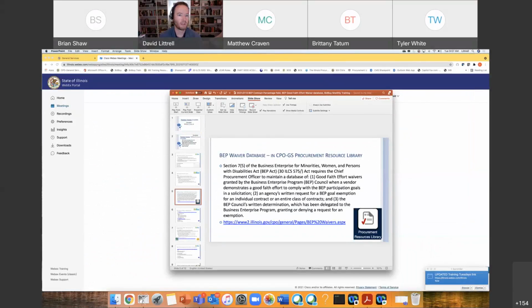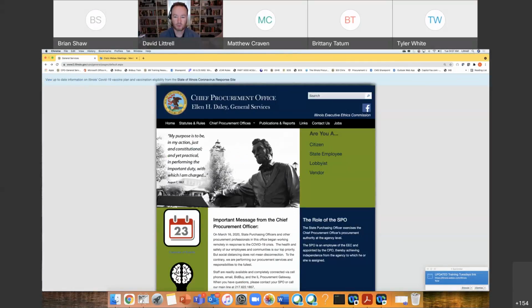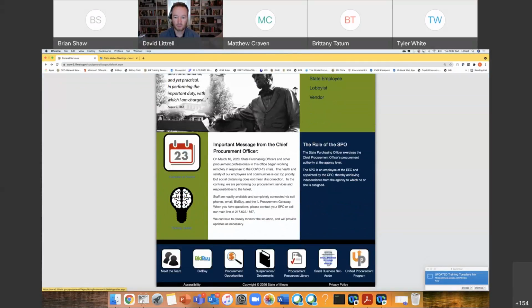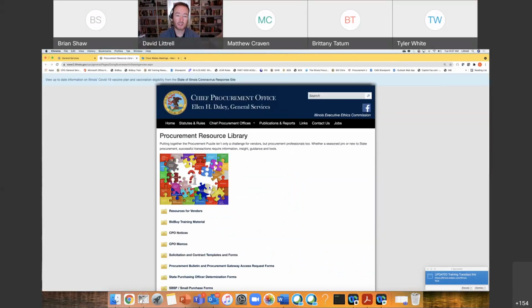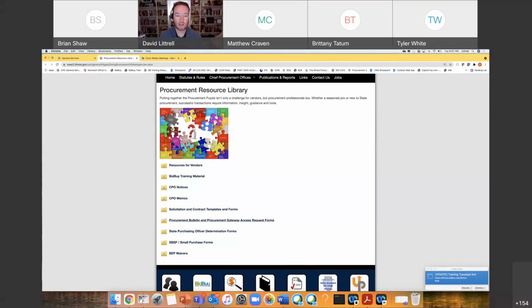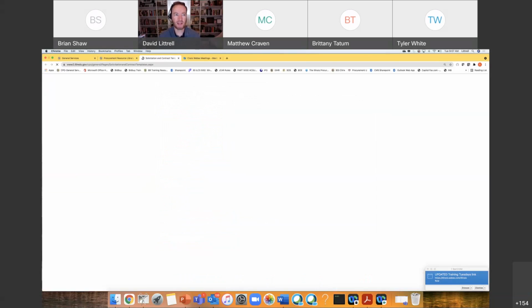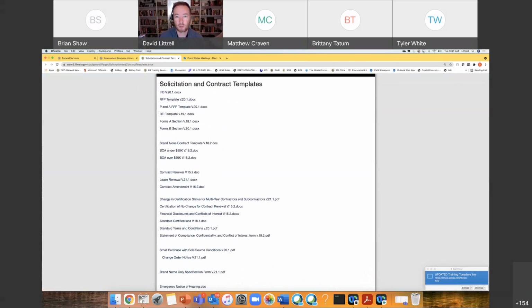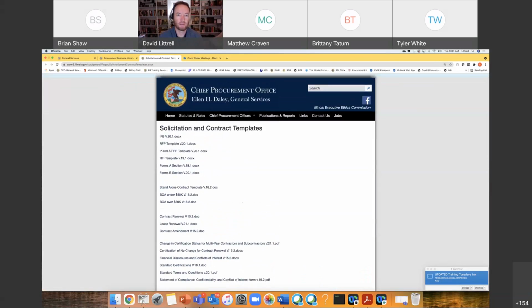Let me show you again where that procurement resource library is. From the CPOGS website, you scroll all the way down to the bottom, Procurement Resource Library. This is the exact same page you would go to for the CPO notices, or the solicitation and contract templates and forms. I've shared in the past to make this page a favorite in your browser, because so many people go to this page so often. That's one of our suggestions.